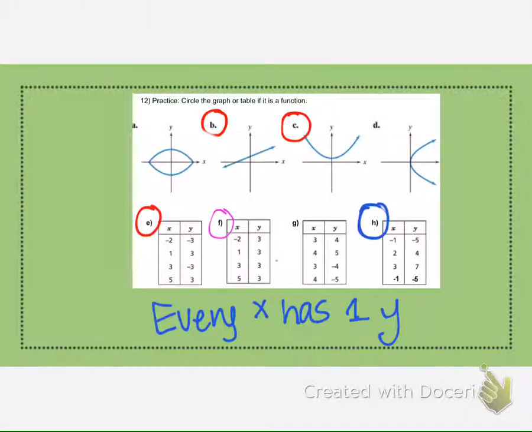So B, C, E, F, and H all are circled and all are functions because every x has one y.